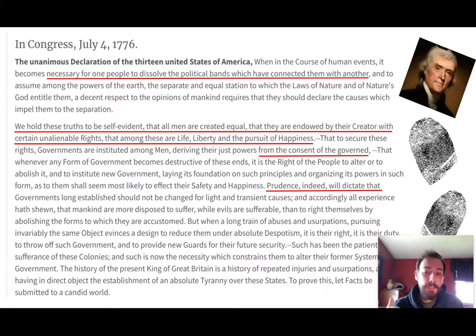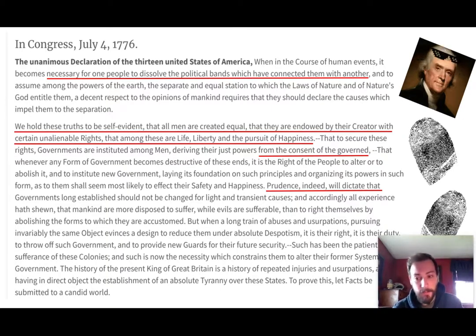And I do think it's important that if you move down and you look at that last line, it is important in that Jefferson is hinting to the idea that they are not throwing off the British without giving it consideration. That government should not be changed for light and transient causes, that it requires a great deal of stress for a government to be changed.